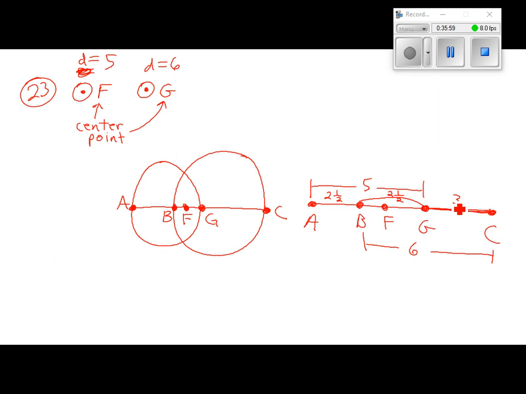BG. I thought BG was a radius to the other circle. It is. No, it's FG. Wait, no. It'd be BG. BG is a radius for the circle over there. Yeah, but for the smaller circle, FG. So FG is supposed to be how much? 2.5. And then BG is how much? 3. So let's change that.